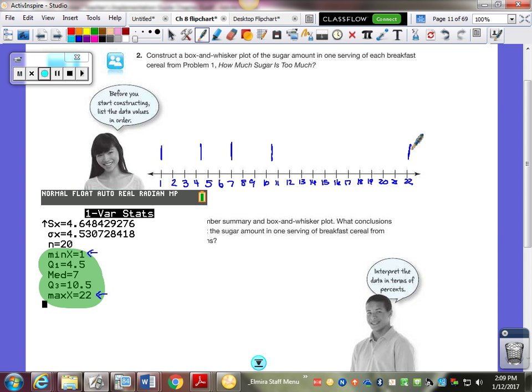Now to make the box, you connect the 3 in the middle, your Q1, your median, and your Q3. And then you draw whiskers out to your minimum and out to your maximum. Here again, we can see that this data is skew right because from the median, the right-hand side is longer than the left-hand side, so skew right.